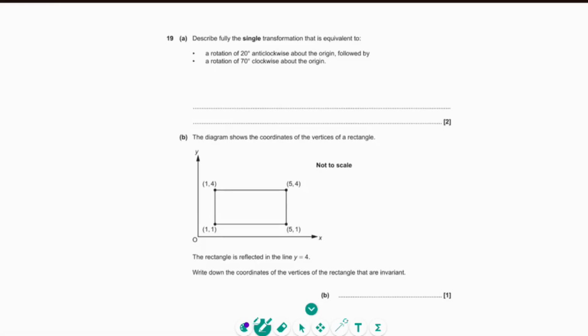Okay, 19a. Describe fully the single transformation that is equivalent to a rotation of 20 degrees anti-clockwise about the origin, followed by a rotation of 70 degrees clockwise. Right, okay, let's just sketch what's going on here. We've got an x-axis and a y-axis.